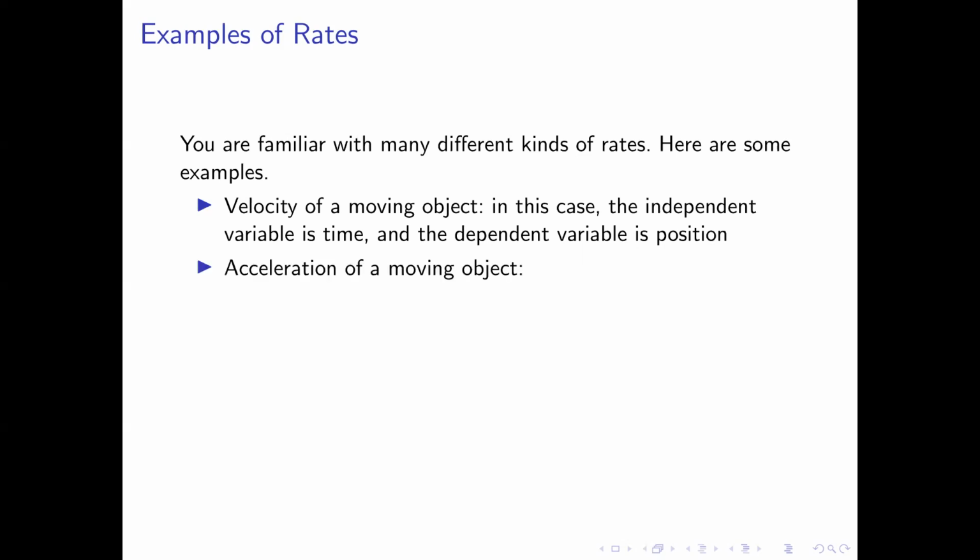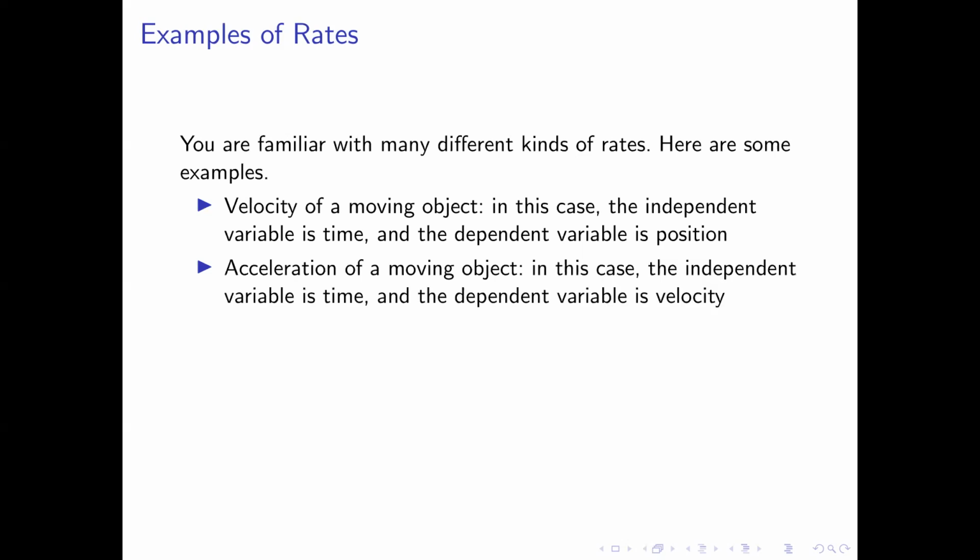Another similar sort of rate is what we call the acceleration of a moving object. This is similar, but not quite the same. In this case, the independent variable is still time, but the dependent variable is now velocity. And so acceleration measures how quickly an object's velocity is changing as time passes.